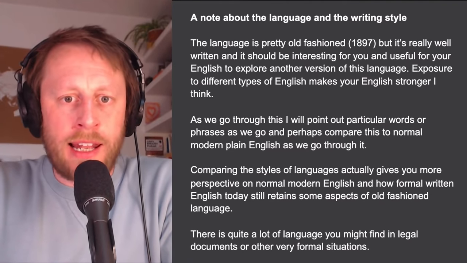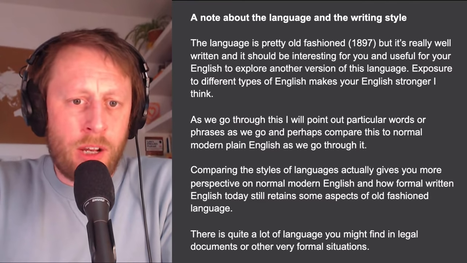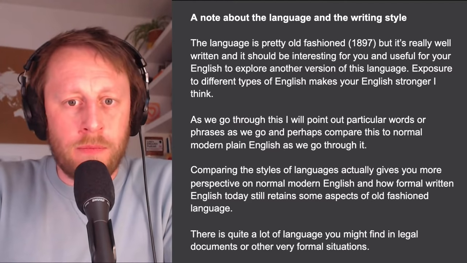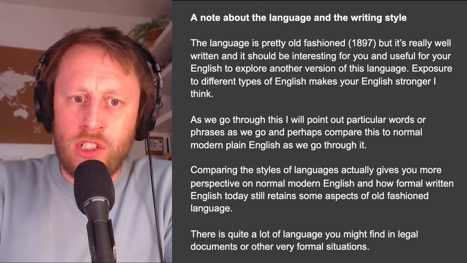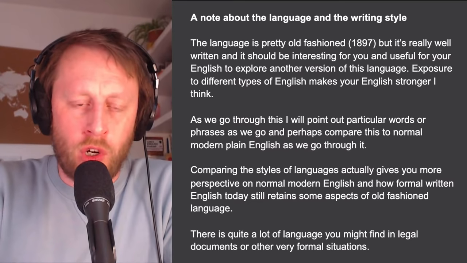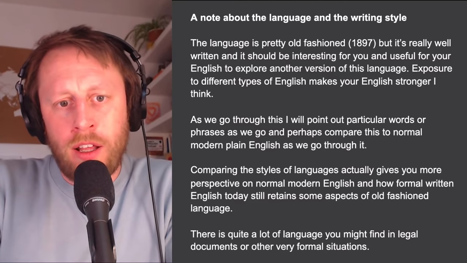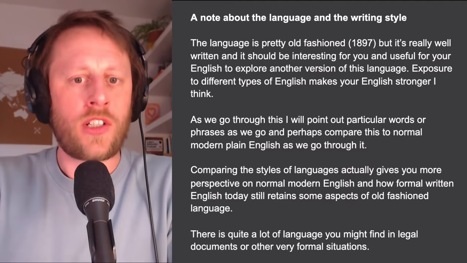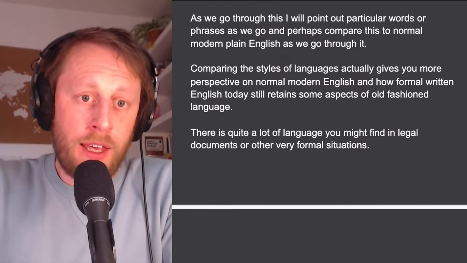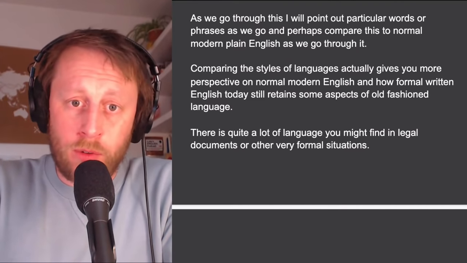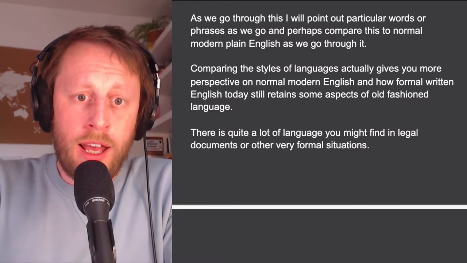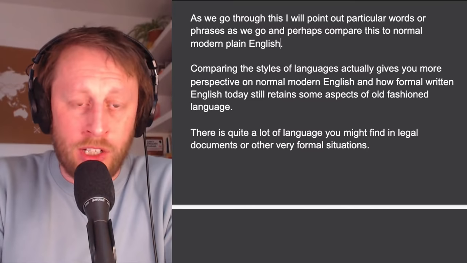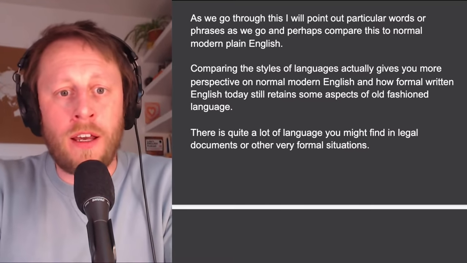Here's a note about the language and the writing style. The language is pretty old-fashioned, it's from 1897, Victorian times, but it's really well written and it should be interesting for you and useful for your English to explore another slightly different version of this language. Exposure to different types of English makes your English stronger, I think. And as we go through this, I will point out particular words or phrases and perhaps compare this to normal modern plain English. So it could be an interesting comparison sometimes.